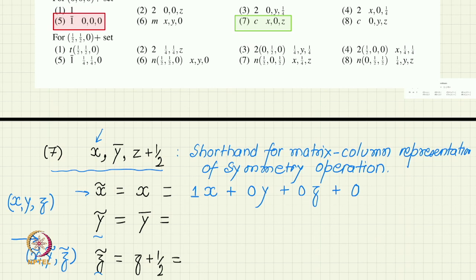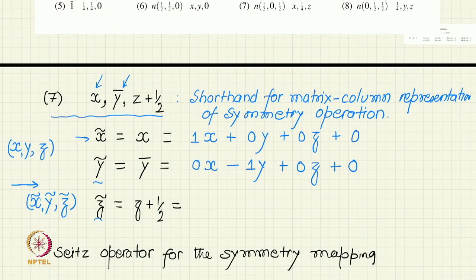Similarly, y tilde is the second component of the triplet, and that is y bar. So, I can write this as 0 x minus 1 y plus 0 z plus 0, and finally z tilde is z plus half. So, it can be written as 0 x plus 0 y plus 1 z plus half.